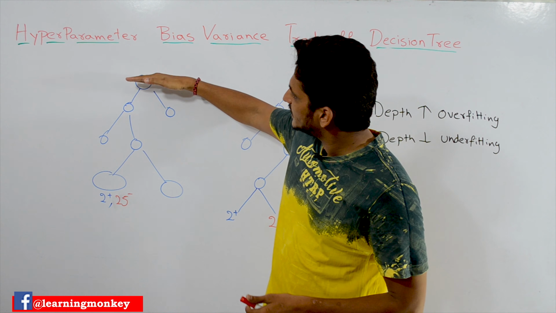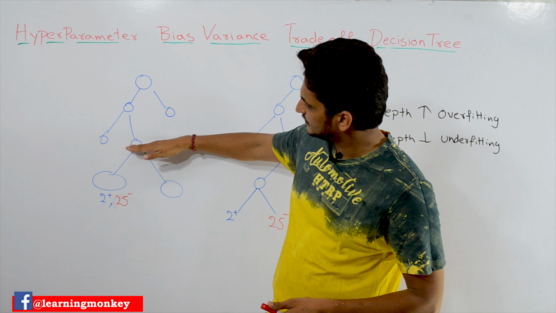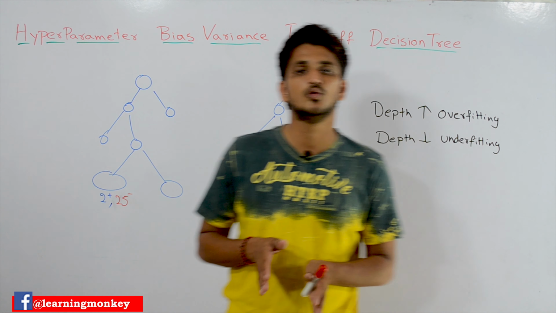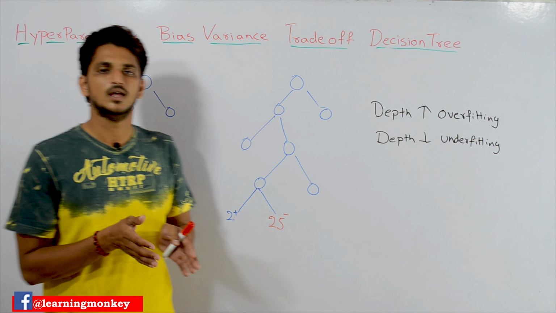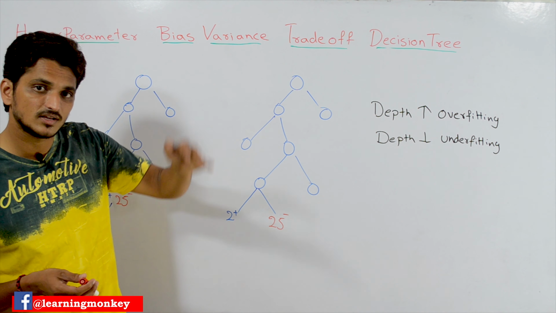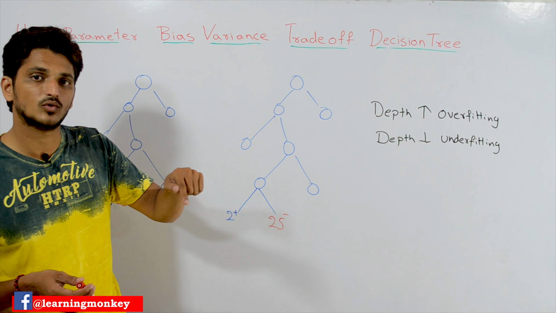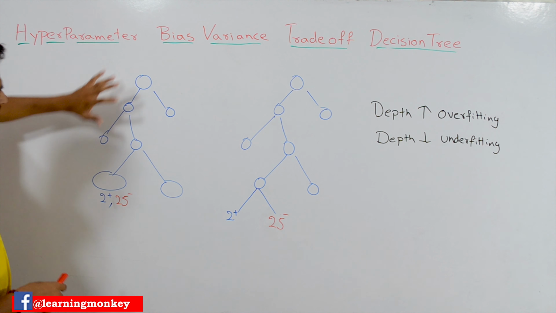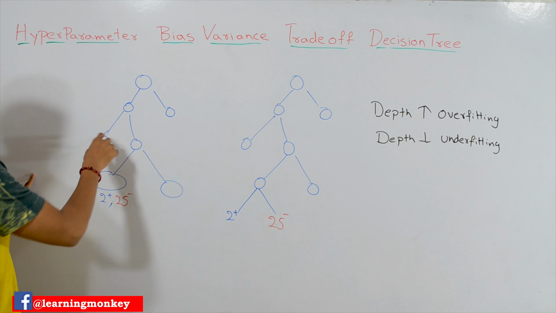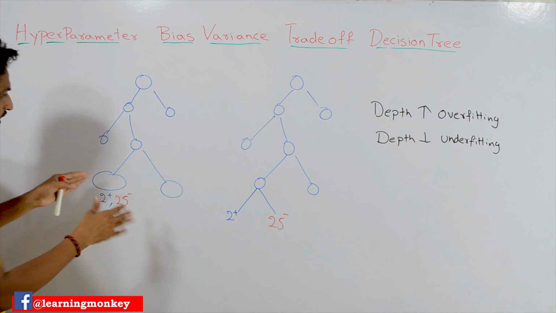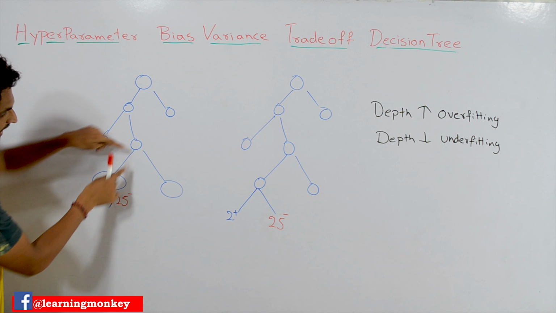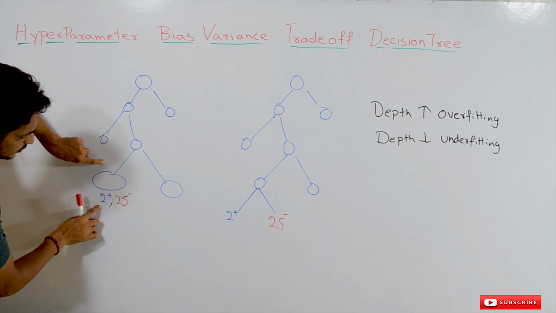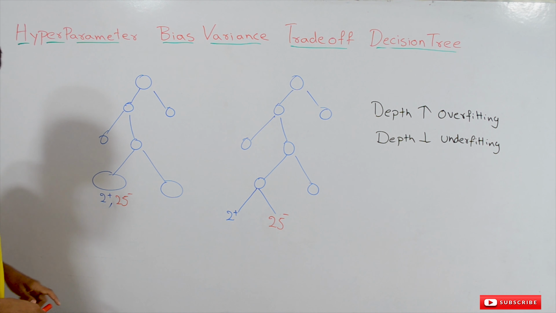This we call the depth of the decision tree. As the depth increases, our model moves towards overfitting. Why does our model move towards overfitting as the depth increases? We will understand that by taking an example. At some depth, suppose we split at this position and got 2 positive and 25 negative data points.